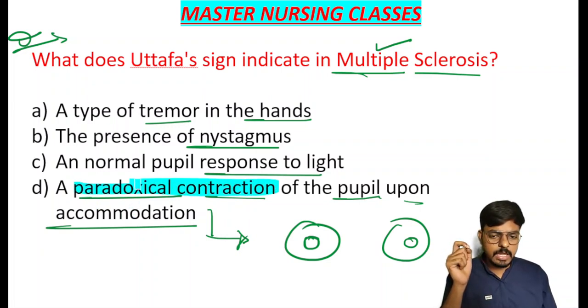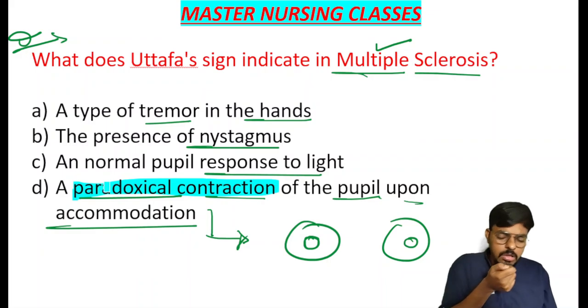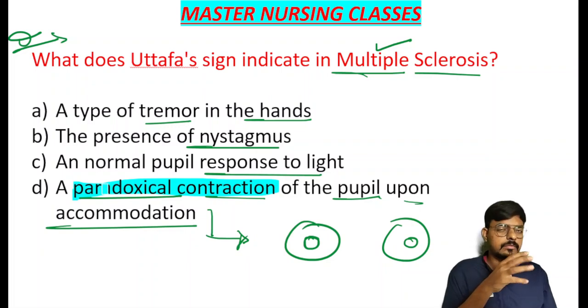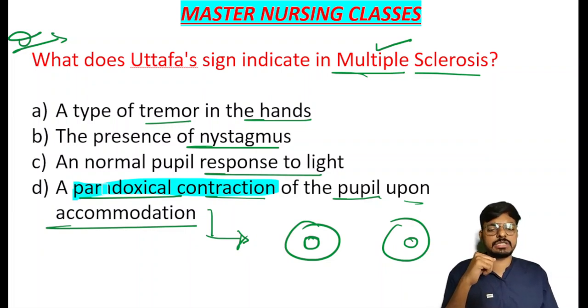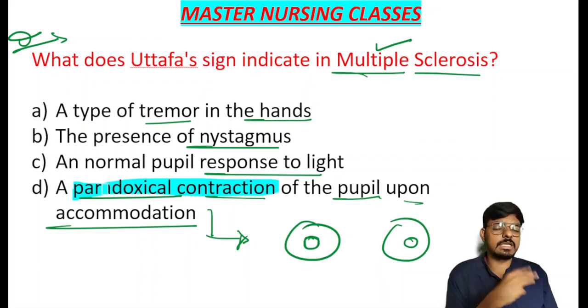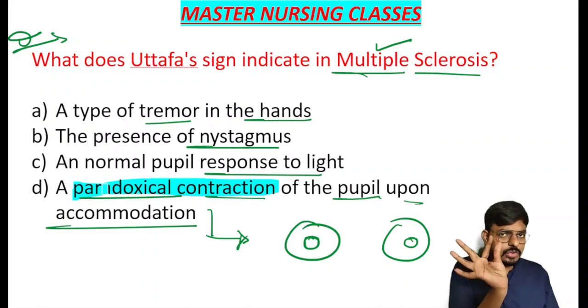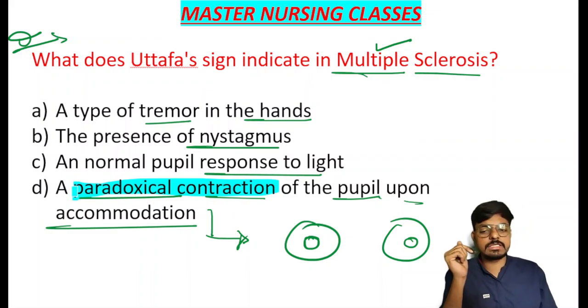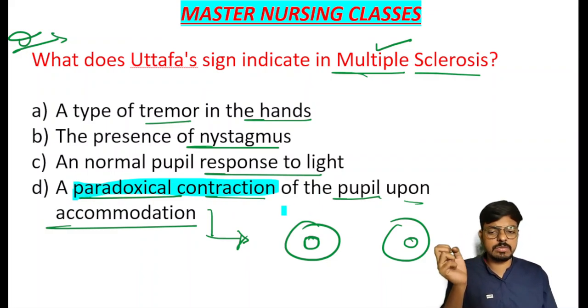Paradoxical contraction means if you flash a light on the pupils of the patient, the pupils will dilate, the opposite happens here. Normally, when I flash light, the pupils should constrict. Now I am flashing light on the patient's eyes and the pupils are dilating instead. So that is the paradoxical contraction of the pupils.